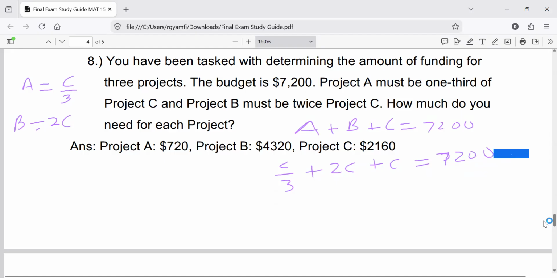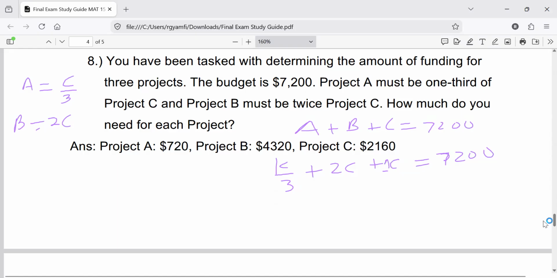So I set up an equation. My variable is C. So I have C over 3 plus 2C plus C. Now you could add all these. These are like terms, C, C, C. You could add them together. Remember, the third of C is 1C over 3, so 1/3. So you're doing 1/3 plus 2 plus 1, because you have 1C here.